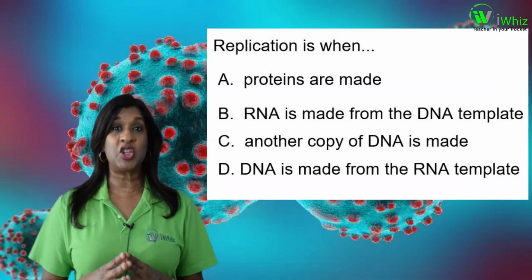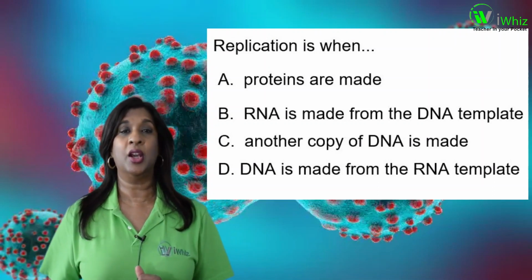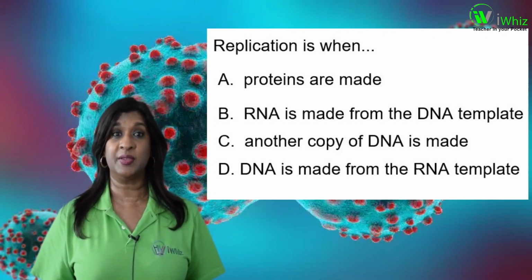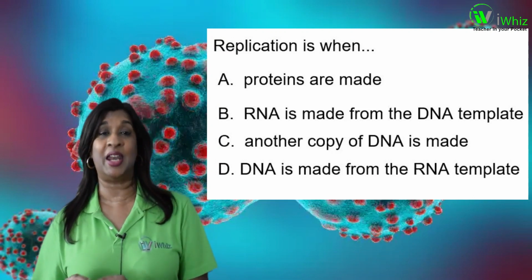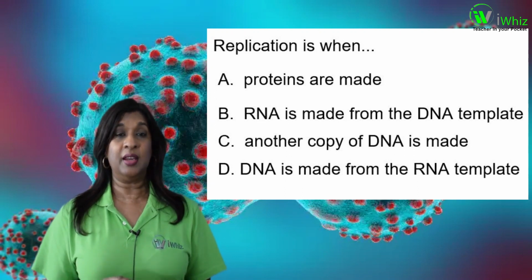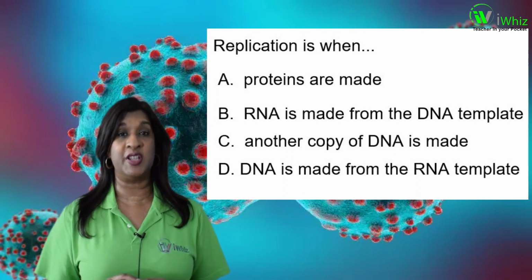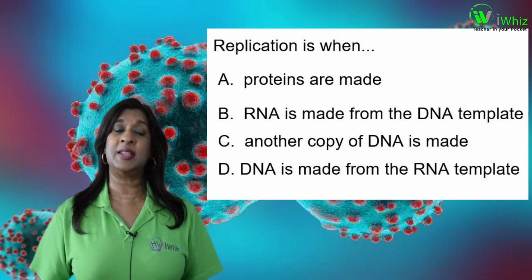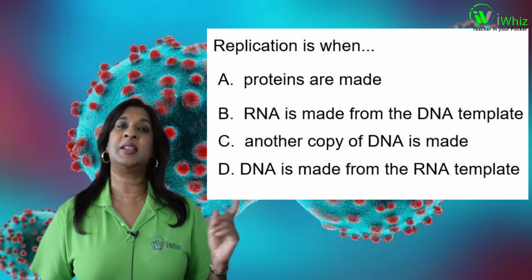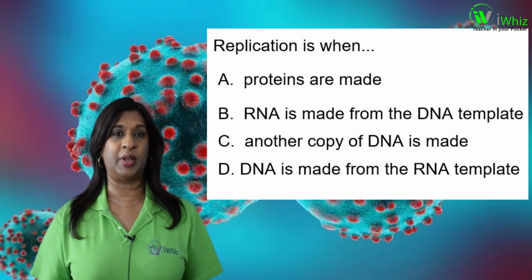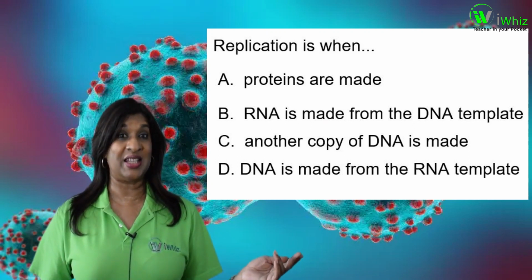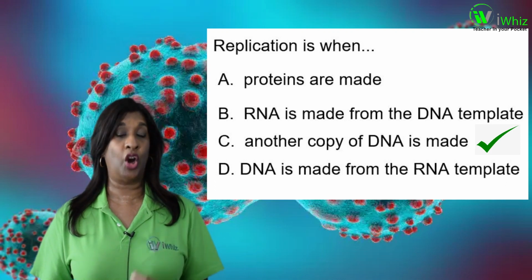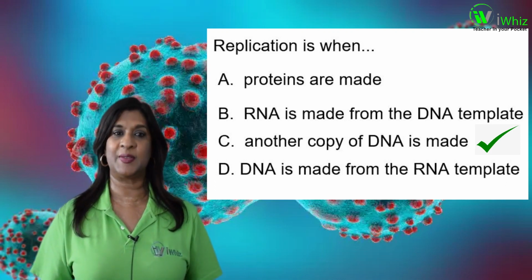So let's look at 3.2. Replication is when A, proteins are made, B, RNA is made from a DNA template, C, another copy of DNA is made, and D, DNA is made from an RNA template, right? There's only one correct answer, and that one is C, another copy of DNA is made.